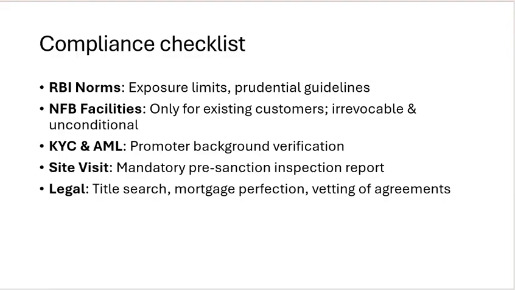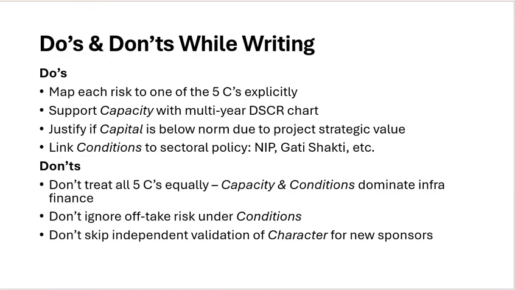So let's move on to the next slide, guys, where we are going to discuss the do's and don'ts while writing the credit appraisal notes. Guys, this is a very important slide, so while we are writing, just keep in mind what I need to do and what I don't need to do. First, map each risk to one of the five C's explicitly. So understand the five C's in detail and match each risk. The first C is character, the second C is capacity, the third C is capital, the fourth C is collateral, and the fifth C is condition.